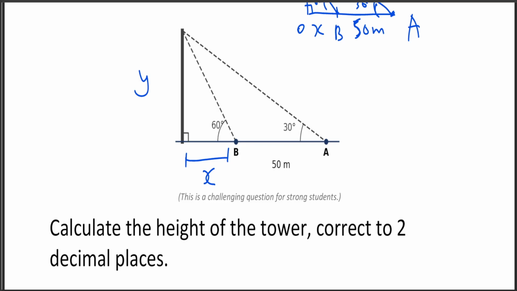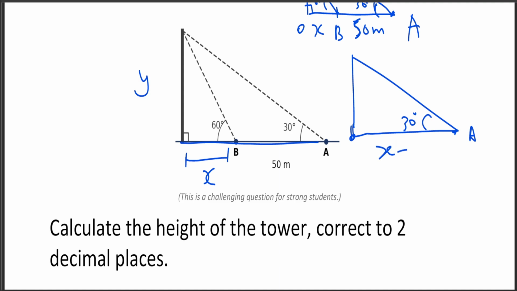So wacha tuchore hizo two triangles. The one triangle ni ya kutoka A mpaka tower, which is 30 degrees, and the distance from the bottom of the tower mpaka A is x plus 50, and the height is y, which you don't know. The other triangle is the smaller triangle, and that is this one hii hapa, in which hapa ni 60 degrees, and this is y as usual, and the distance is x.